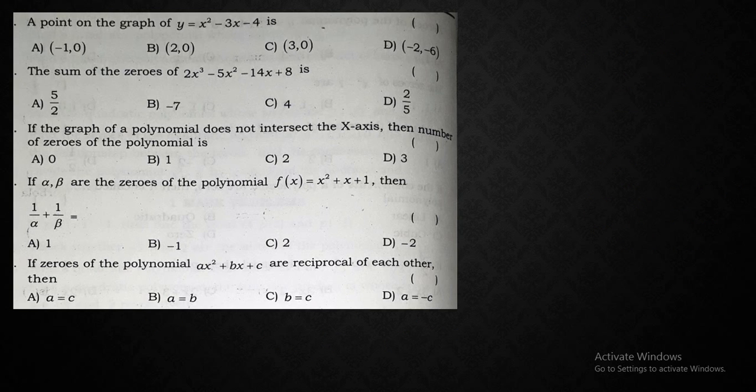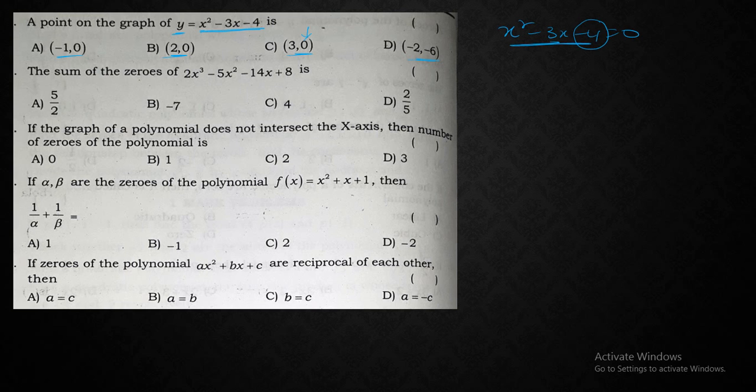Next, moving on to one more question. The point on the graph y is equal to x square minus 3x minus 4 is. So here x is nothing but the x coordinate, y is nothing but the y coordinate. So which point satisfies this particular situation? So he is asking, among these 4 points, which point lies on that graph? Now one by one we can substitute the values, or simply we can take the y value as 0. Then I can write x square minus 3x minus 4 is equal to 0. So from this we are going to get the values of x by doing factorization.